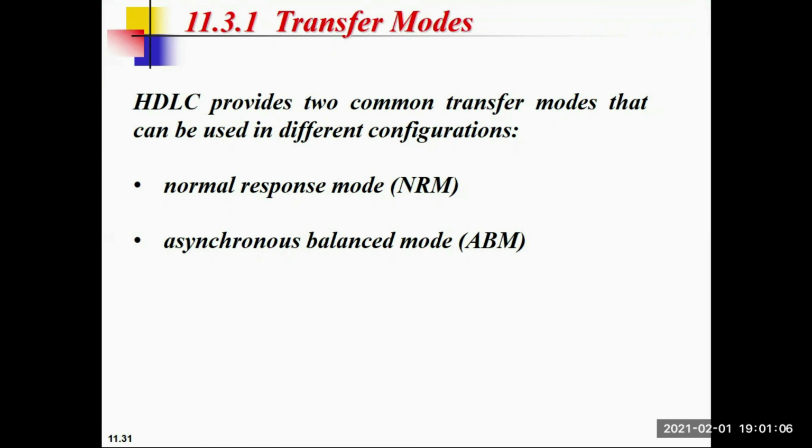Basically HDLC provides two common transfer modes that can be used in different configurations. The first one is NRM, that is normal response mode, in which stations activate into normal response mode. The second one is ABM, that is asynchronous balanced mode, in which stations activate into asynchronous balanced mode.